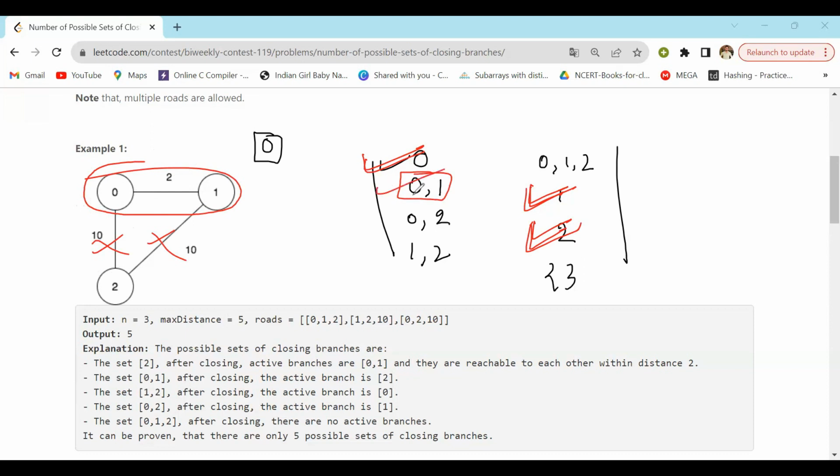This is acceptable. 0, 2. 0, 2 is this one. Now here the distance is 10, which is greater than 5. This is not acceptable. 1, 2. Again, distance is 10, greater than 5. Not acceptable.